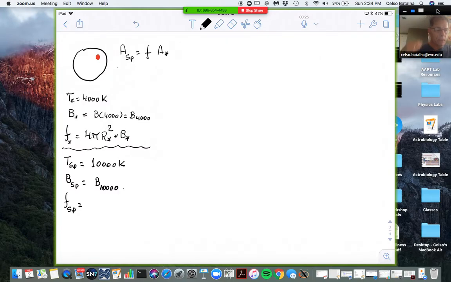20%, 15%. And then you would say the flux that comes from the spot is the area of the spot times the Planck function of the spot, and that would give us f times the area of the star times the Planck function of the 10,000 Kelvin.